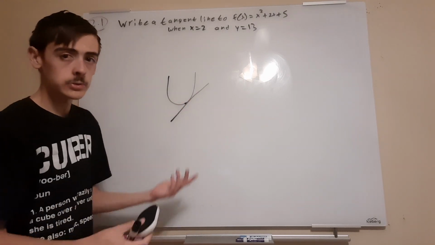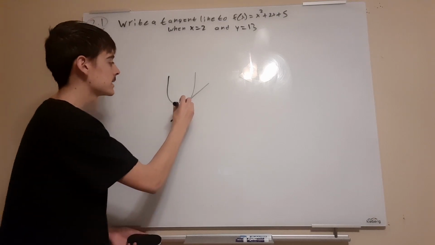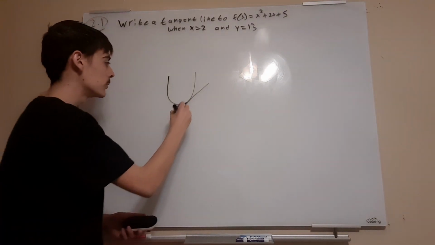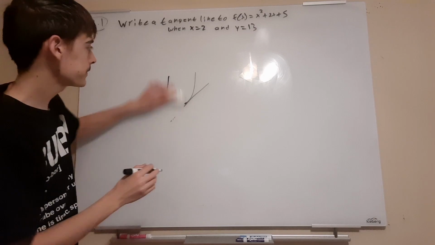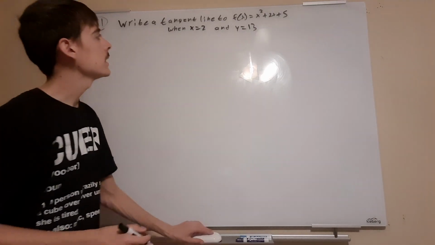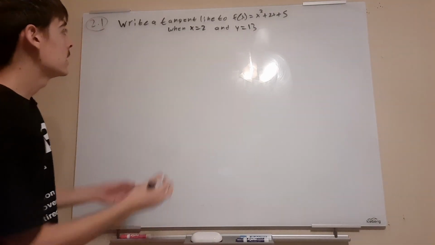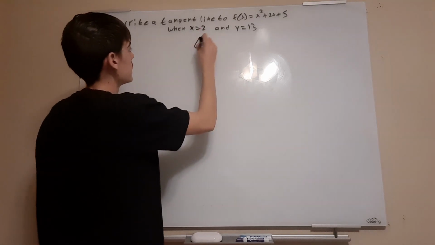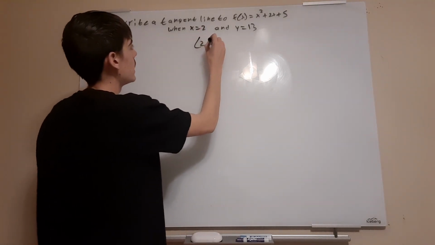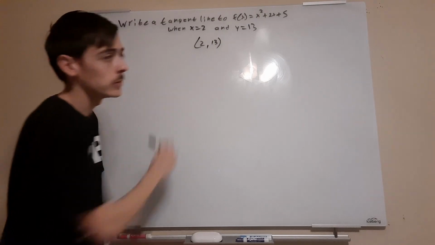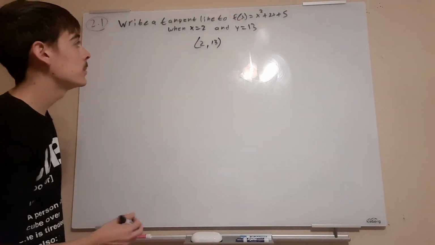That will be the point we use to write our tangent line, and we will have the same exact slope as the function on that one point. So let's figure this out. How do we do that? Well, we're actually given our one point here, thankfully. X is 2 and y is 13. So we have our point, but now we have to find what our slope is.